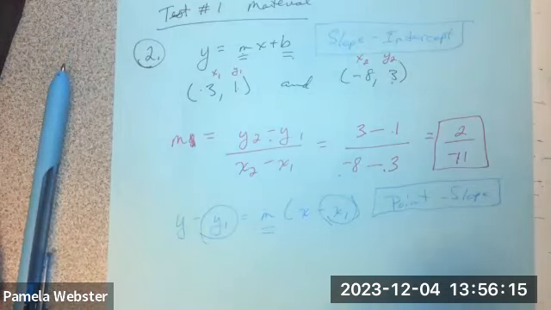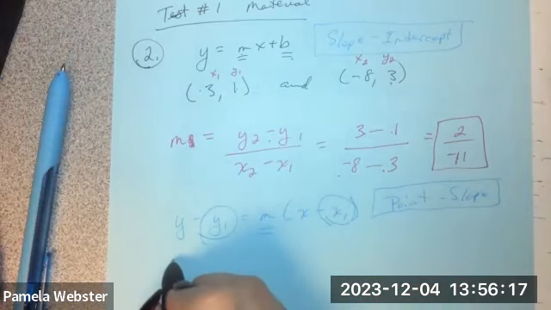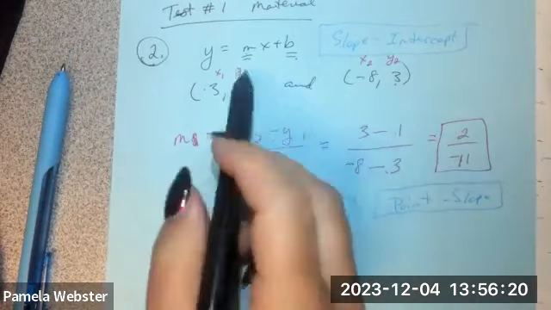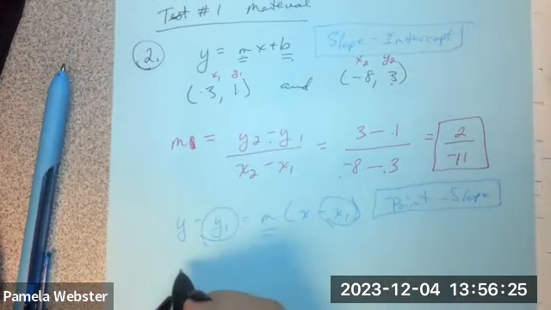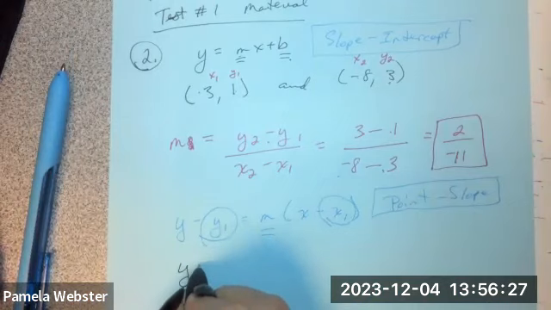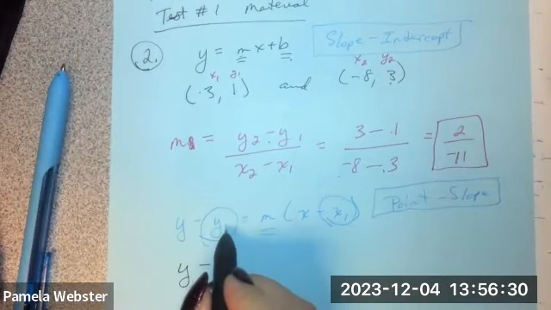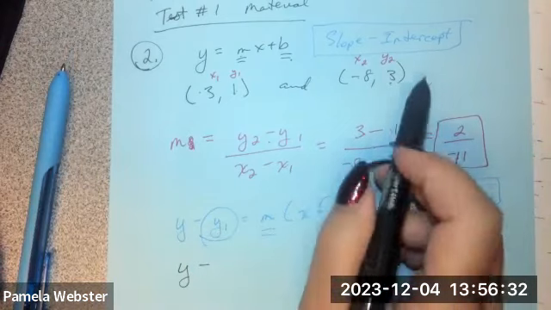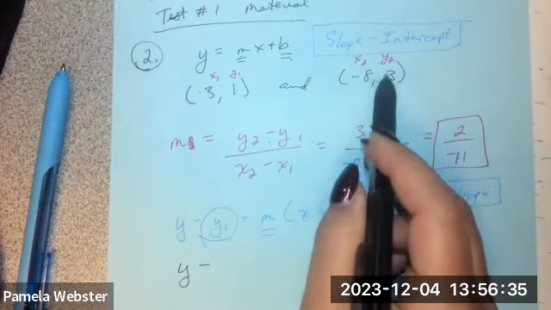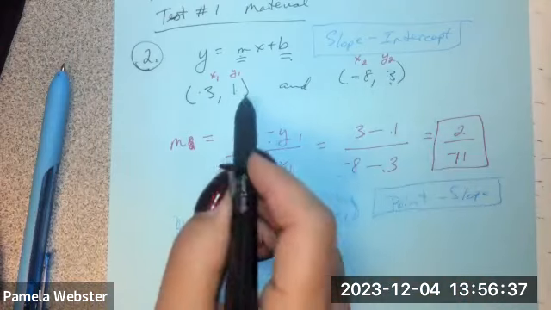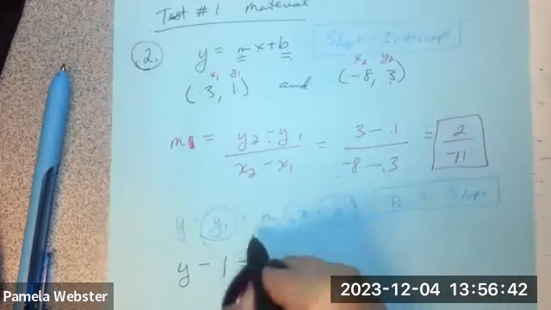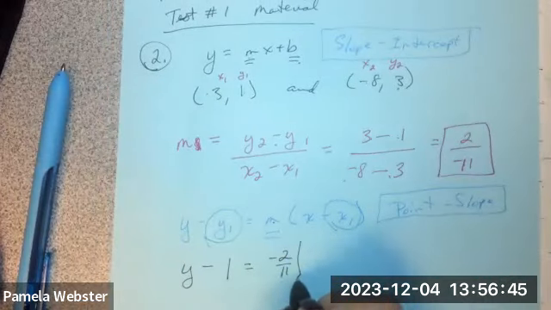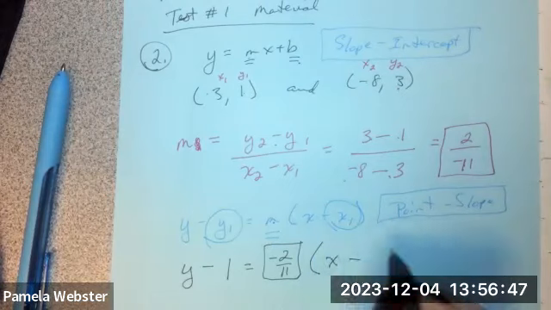Okay, so, and again, it doesn't matter which one's my y1 or my y2. I already named these as my x1 and y1, so I'm going to keep with those. But if you wanted to use the other point, you would be fine. The problem is if you use this as your y1, you have to use the x1 that goes in the same point with it, right? So y minus y1, that's a 1, equals the m we know is -2/11 now, right? Times x minus the x1, which is a 3.